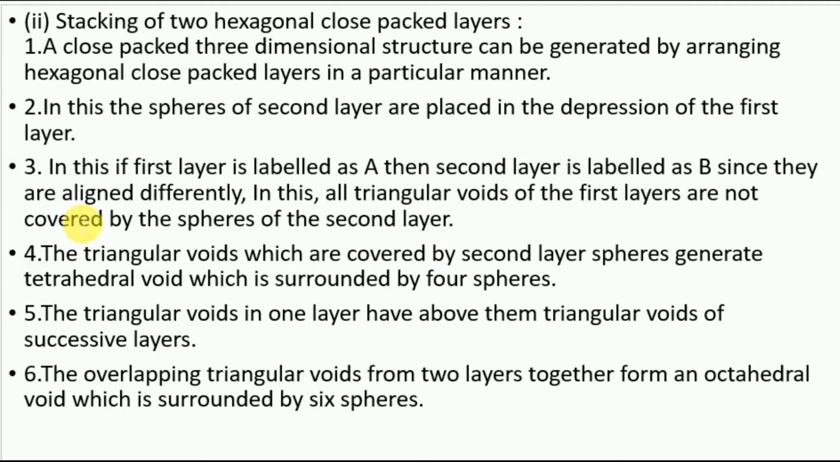Since they are aligned differently, all triangular voids of the first layer are not covered by the spheres of the second layer. Fourth point is, the triangular voids which are covered by second layer spheres generate a tetrahedral void which is surrounded by 4 spheres. Fifth point is, the triangular voids in one layer have above them triangular voids of successive layers. Sixth point is, the overlapping triangular voids from 2 layers together form an octahedral void which is surrounded by 6 spheres.